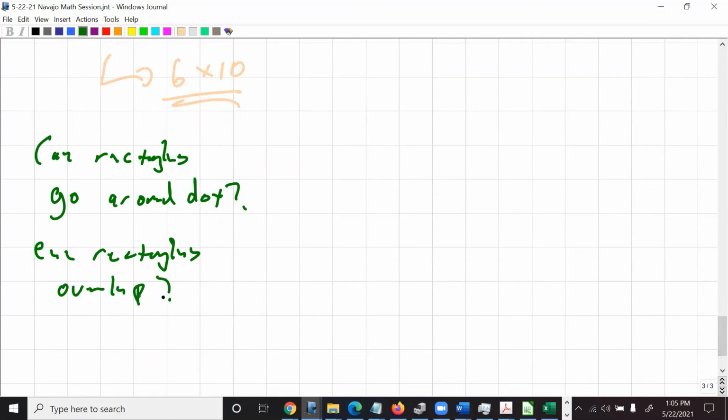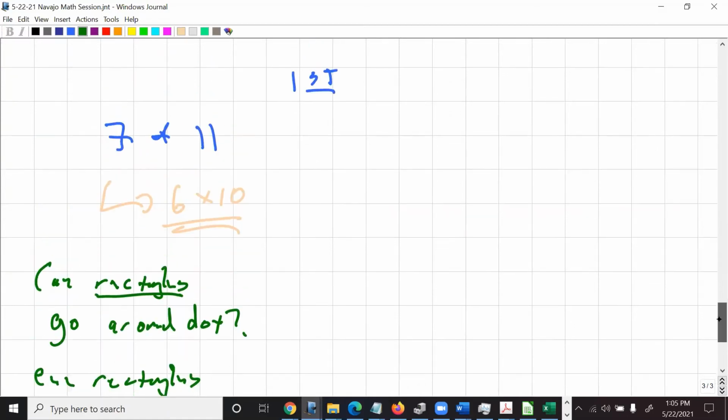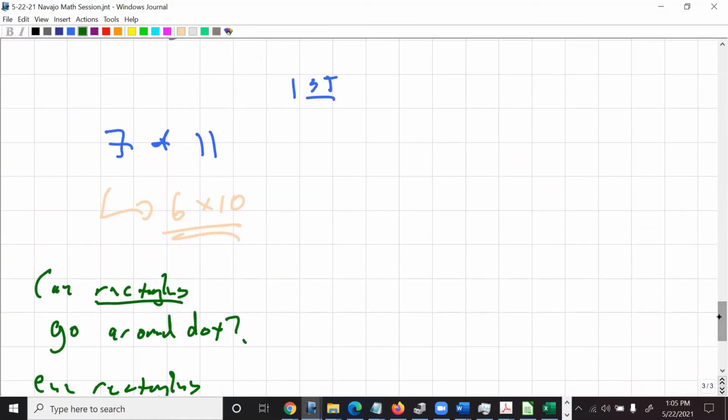So I think one of the things that should be almost automatic, we're talking about rectangles somewhere. So what should we have when we're having a discussion of 7 star 11?